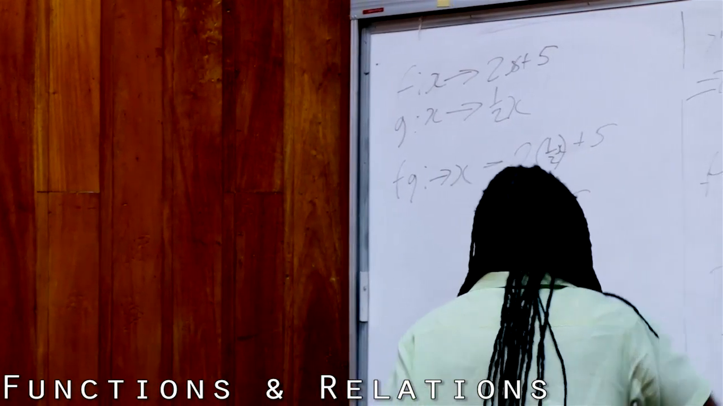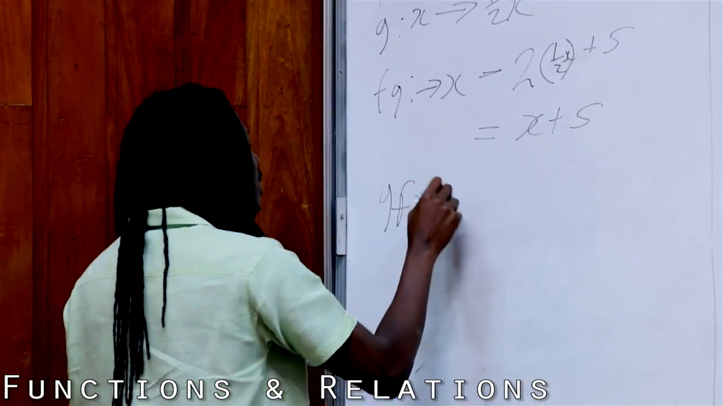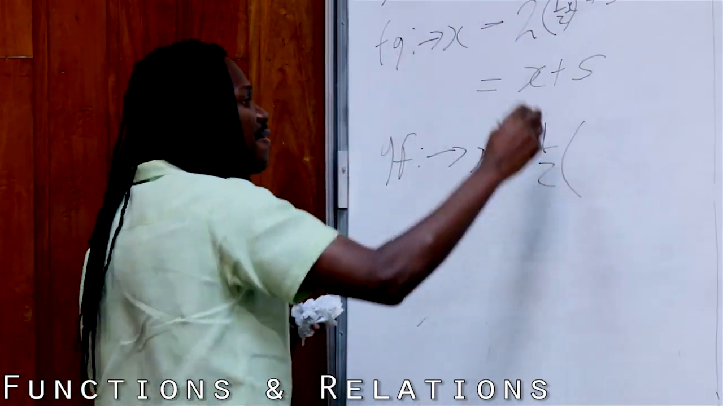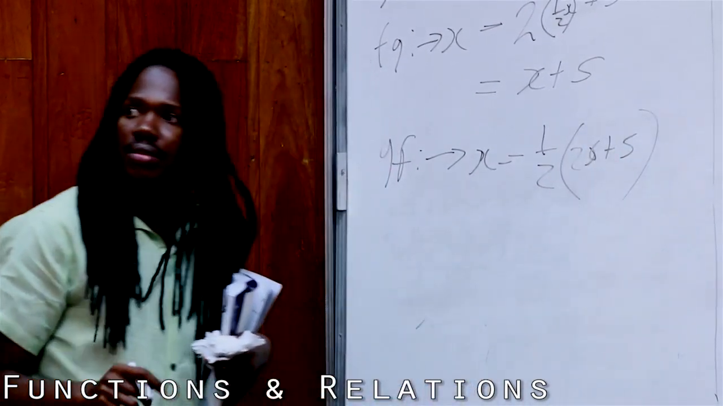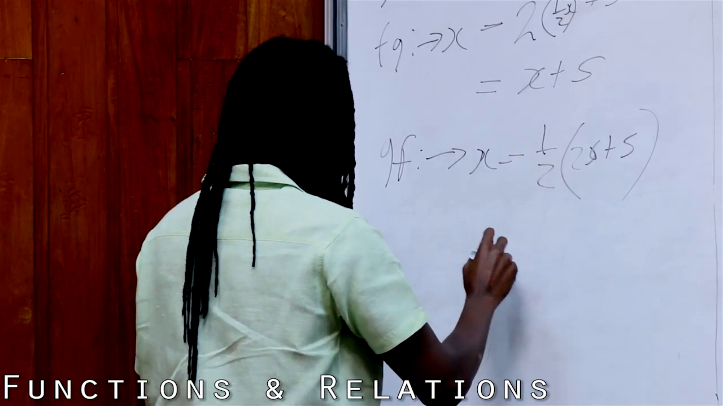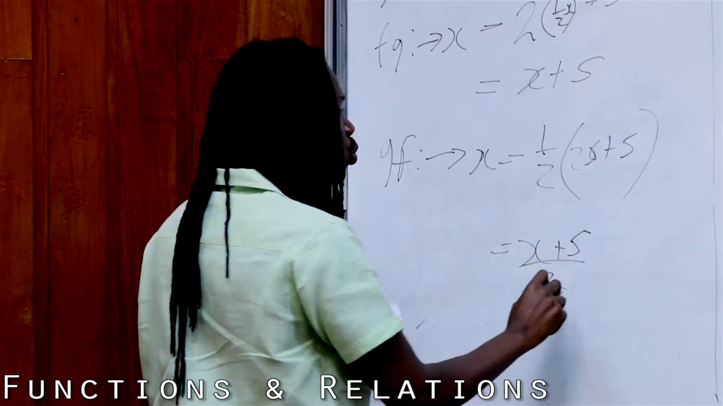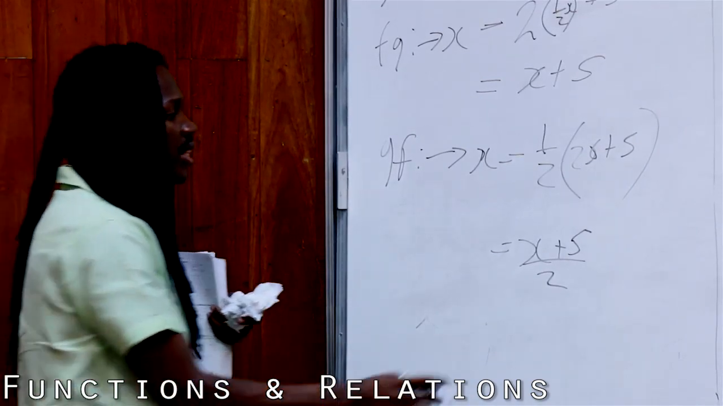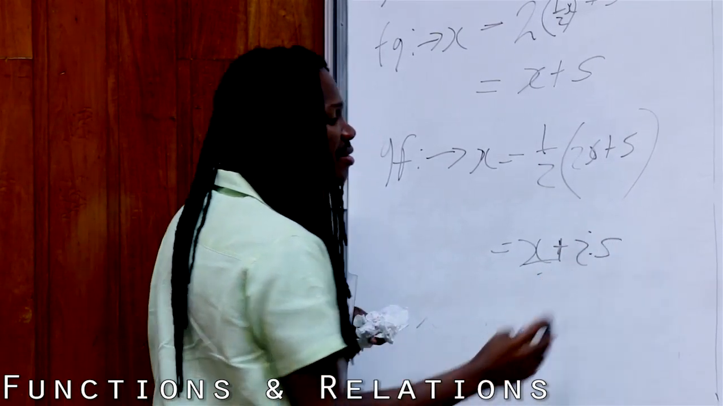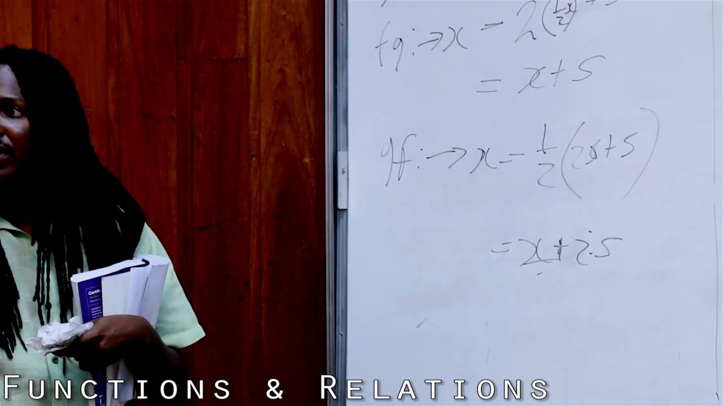Now, suppose they say to you, find gf. If you're finding gf, it is mapped onto x equals, what is g? Half, and you put the total f, 2x plus 5. You see that? That is equal to half 2x, that is x, plus 5 over 2. It's really equal to x plus 2.5. Sorry, not over 2, I'm lying. x plus 2.5, because you have half the 5 too, in the bracket. Everybody see that?